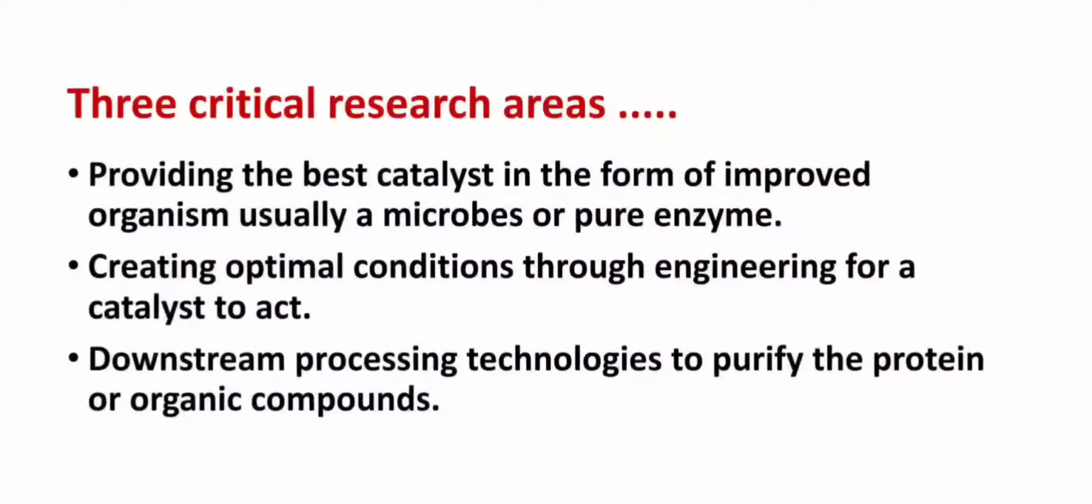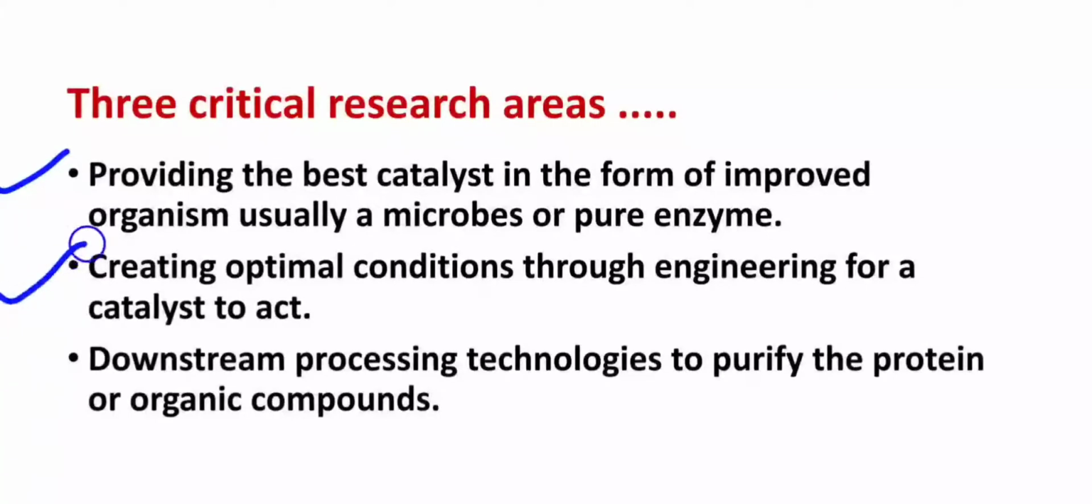Now, three critical research areas of biotechnology are: first, it provides best catalyst in the form of improved organism. हमने यहाँ जो बायोटेक्नोलॉजी में जो ऑर्गेनिज्म हम यूज़ कर रहे हैं, whether it is microbe or a plant cell और एक एनिमल सेल, हमने वो जो मॉडिफाई किया है that should be provided. हमने खुद उसमें मॉडिफिकेशन की है, रिकॉम्बिनेंट डीएनए डाला है, तो that results in improved organism, चाहे वो माइक्रोब है, चाहे वो प्लांट है, चाहे वो एनिमल है.